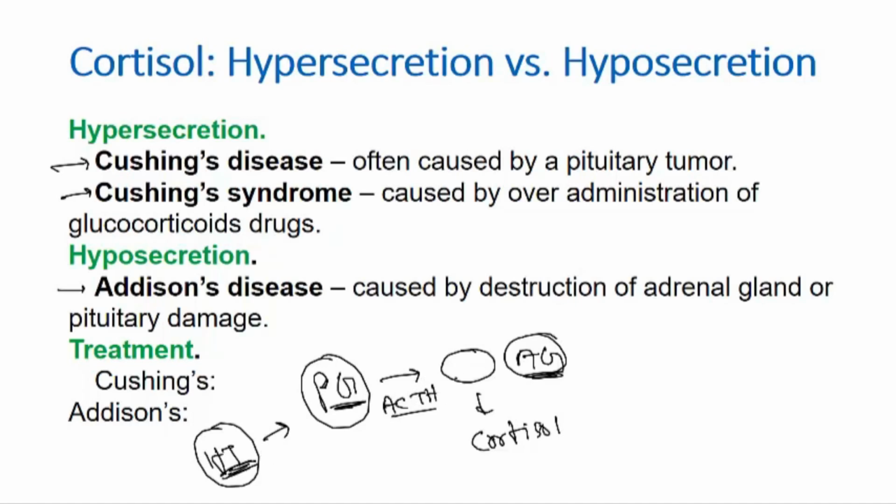So there are two situations. A direct problem with the adrenal gland is known as a primary disease situation, and if there is a problem with the pituitary gland or hypothalamus, it's called a secondary type of problem. Now in any sense, if there is a high production of cortisol, that can cause Cushing's disease. And there is another thing known as Cushing's syndrome.